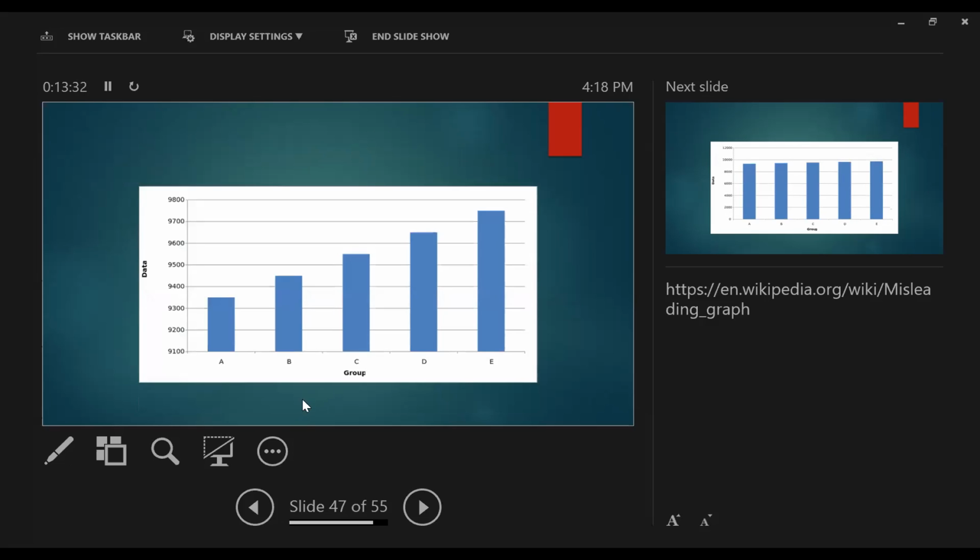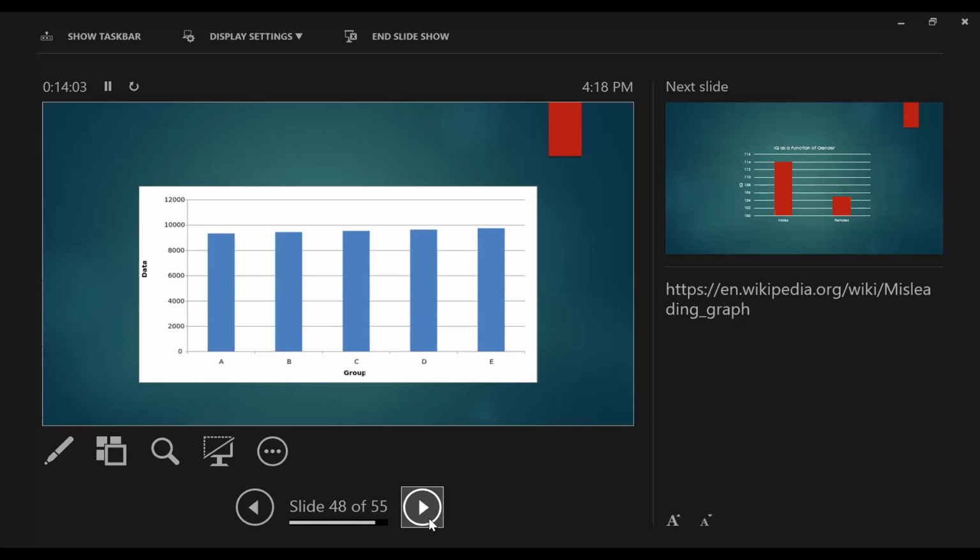Okay, so here's another one. We've got data here. Changes by 100. What's missing on here? I don't know about you, but that's meaning nothing to me. What are we looking at? It didn't label its X or Y axis. It just says data and group. What are these groups? What are these numbers? We don't get any information.